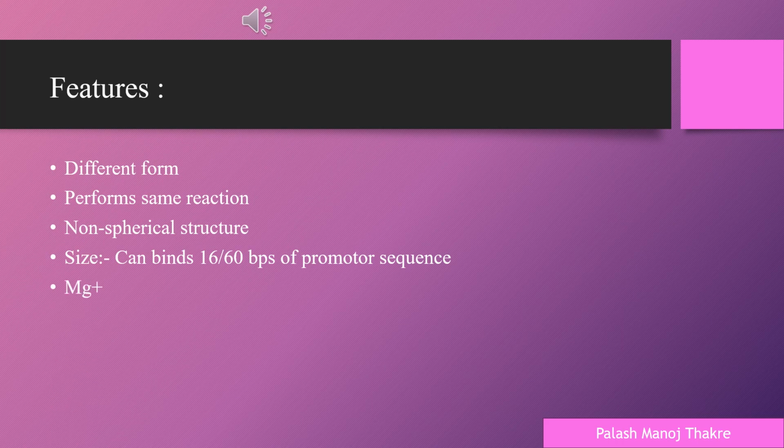It requires magnesium ion for performing its activity. Without magnesium ion, the enzyme is not activated. The rate of transcription in prokaryote is 40 nucleotides per second. It means that the RNA polymerase enzyme polymerizes 40 nucleotides per second. The rate of transcription will be effective at 37 degrees Celsius.